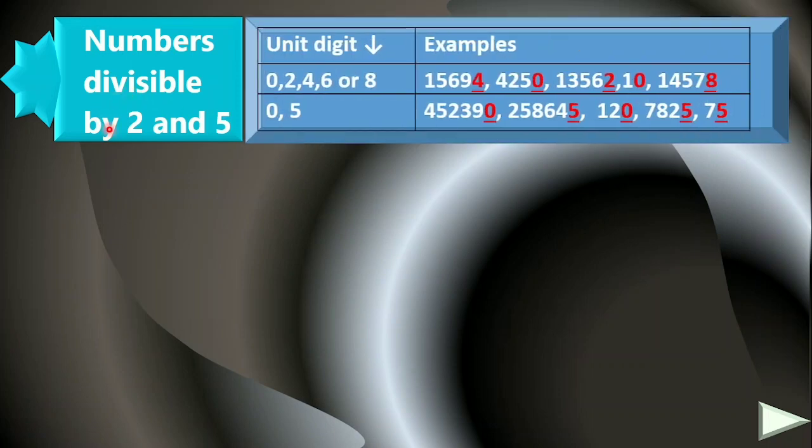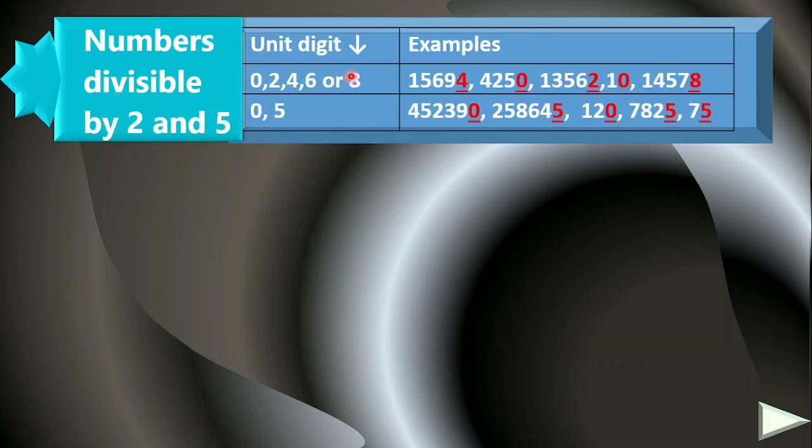Numbers divisible by 2 and 5. Now if unit digit of the number is 0, 2, 4, 6, 8, it means it is divisible by 2. You can see the example. In each example you will see that there are 0, 2, 4, 6 or 8. Now below it, if unit digit of the number is either 0 or 5, in each example there is either 0 or 5. Such numbers are divisible by 5.